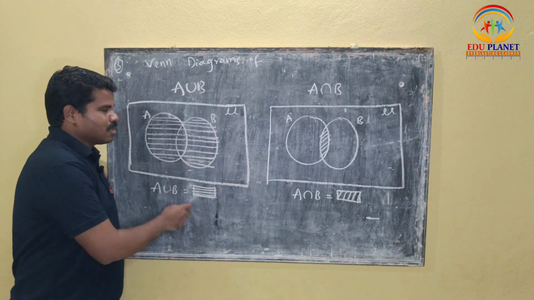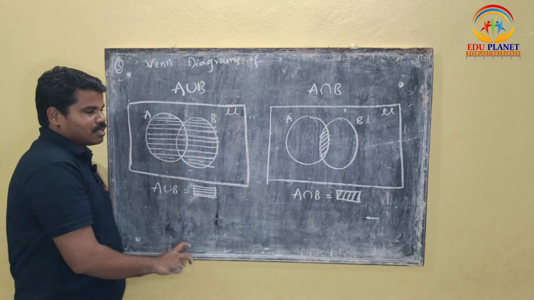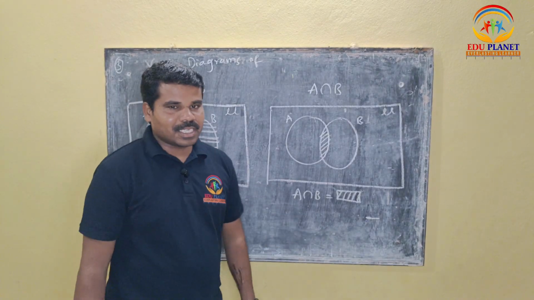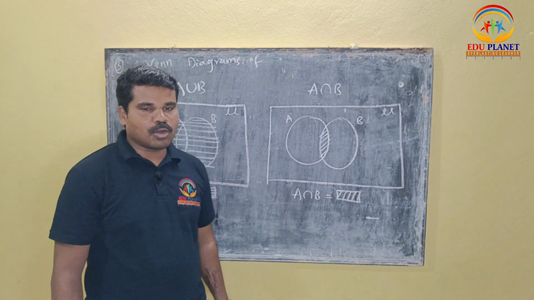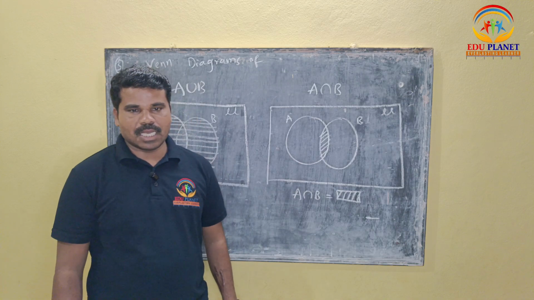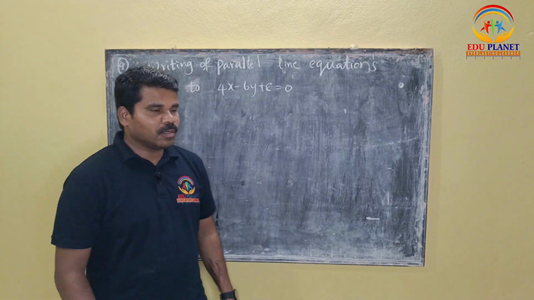A union B means combination of all elements. A intersection B, intersection is nothing but the common area or mutual elements. This is our question number 4.